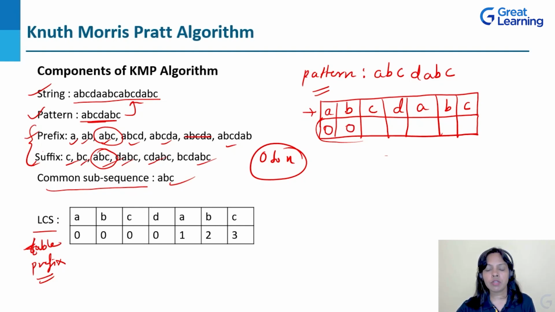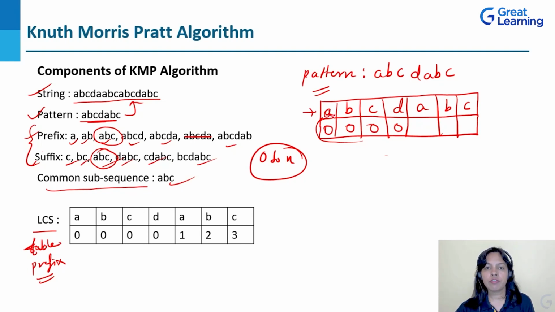Now, is C matching with any previous characters, that is A and B? No. So this will also be 0. Let's see D. Is D matching with any of the previous characters in this pattern, C, B, and A? No, so this will also be 0. Coming to A, is A matching with any of the previous characters? Yes, it is matching with this A here.